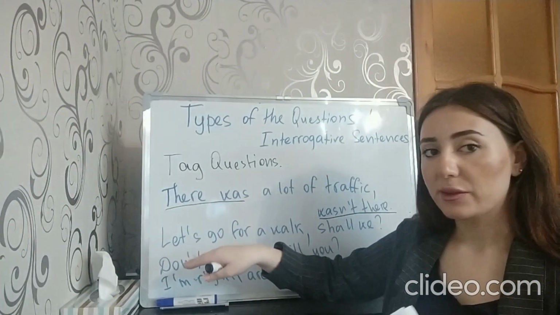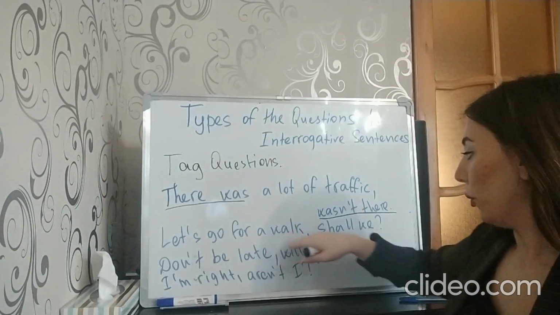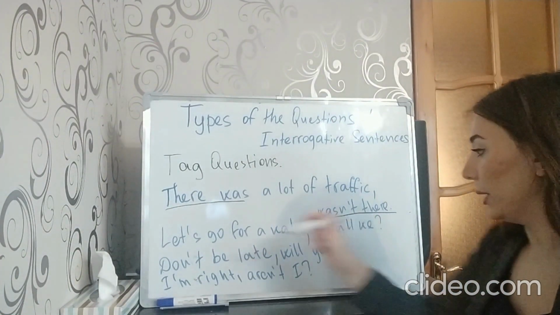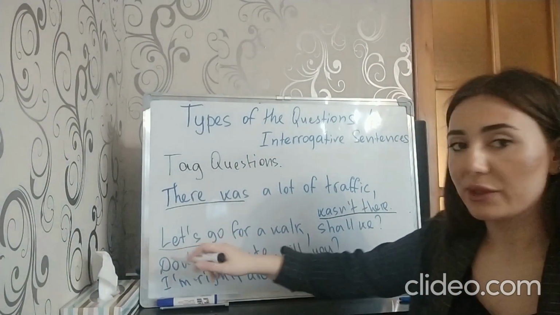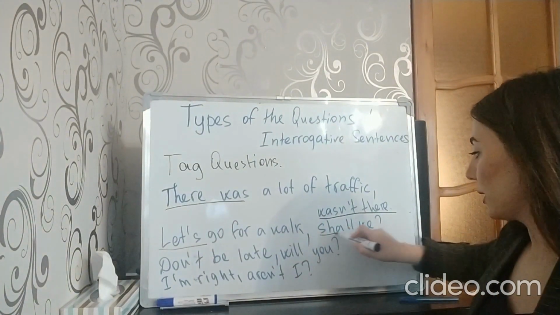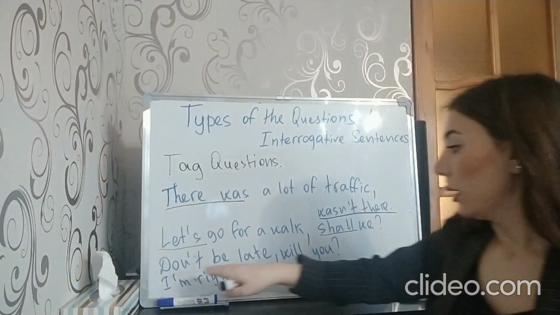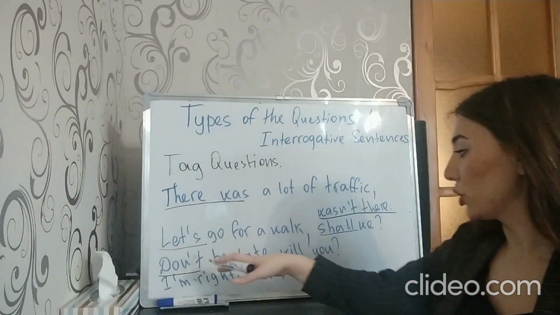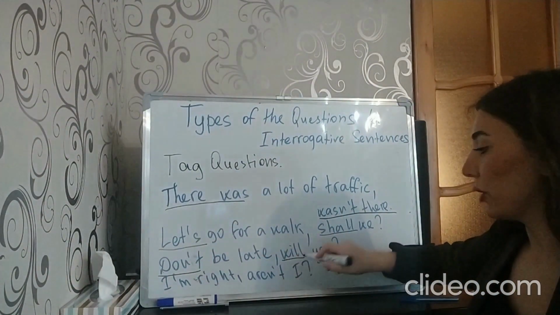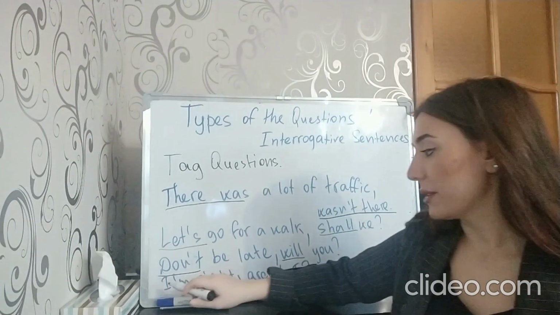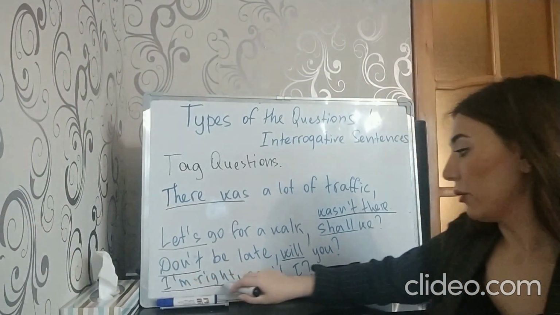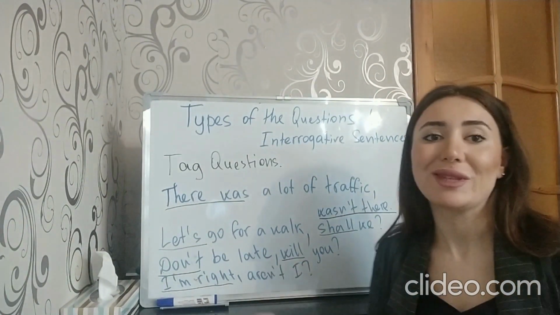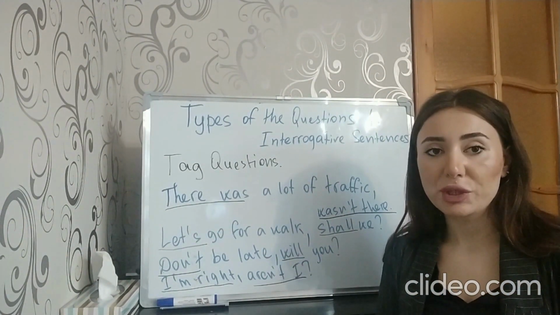If our sentence starts with let's, for example, let's go for a walk, in the tag part you must use shall we. So once again, if our sentence starts with let's, in the second part we must use shall. If our sentence starts with don't, for example, don't be late, in the tag part we must use will. And if our sentence starts with I am, for example, I'm right, in the tag part we use aren't I. That's all about the tag questions.